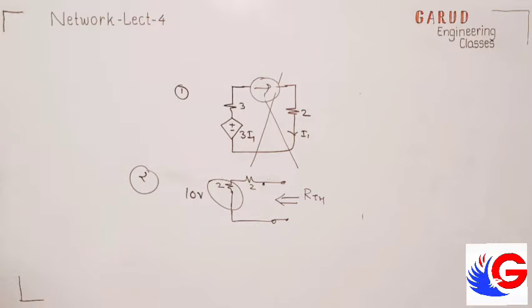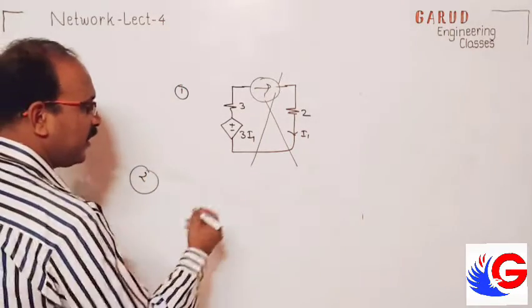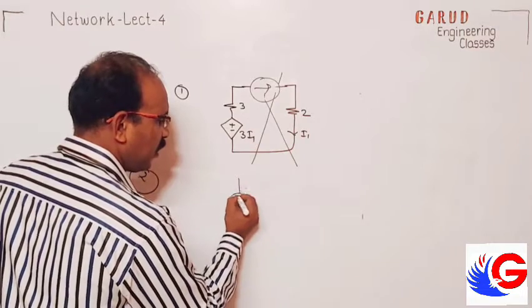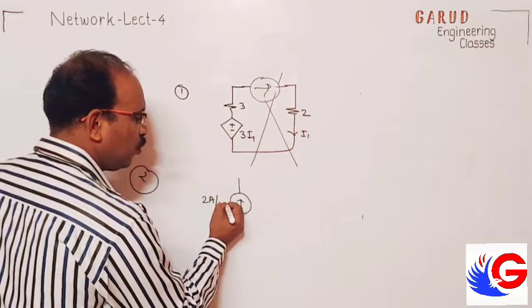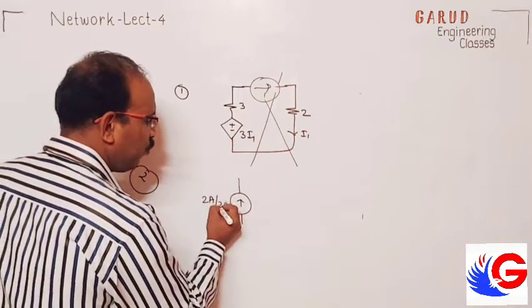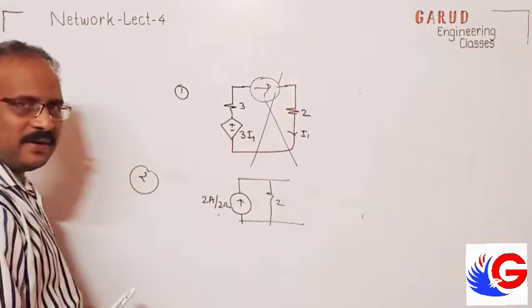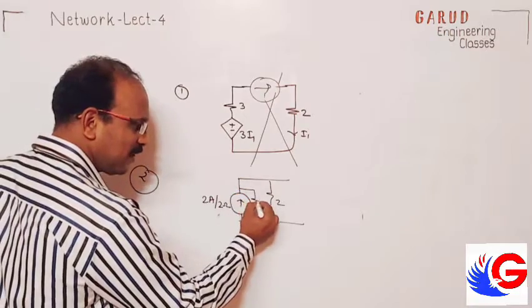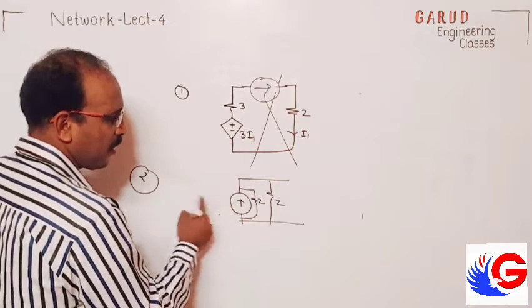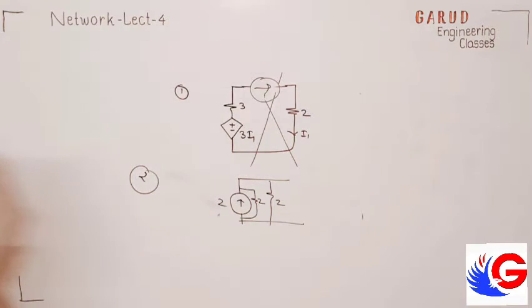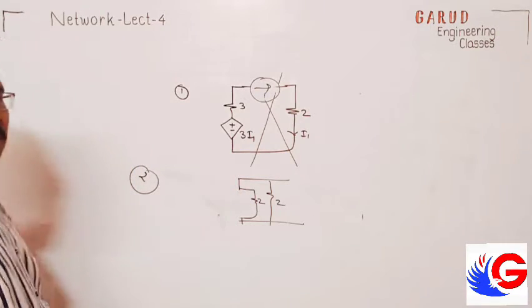Then how is a current source presented? Suppose current source 2 ampere slash 2 ohm. You want to present this. How will you present? You know current source has got parallel resistance. What is the value of this? This is the simple presentation, like this. And current source is always presented with open. So 2 parallel with 2.